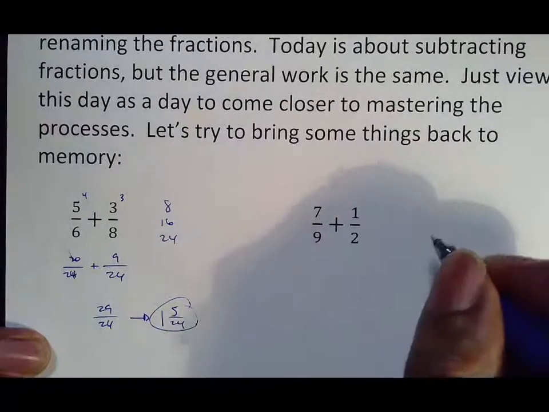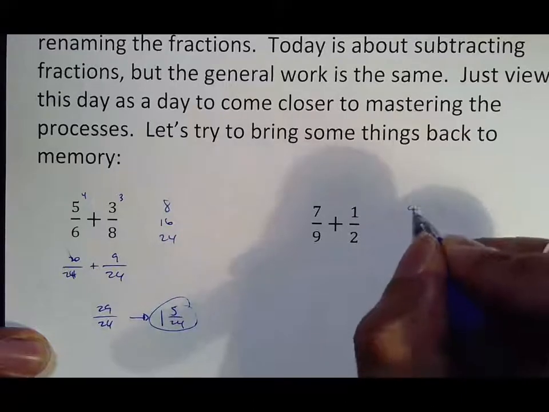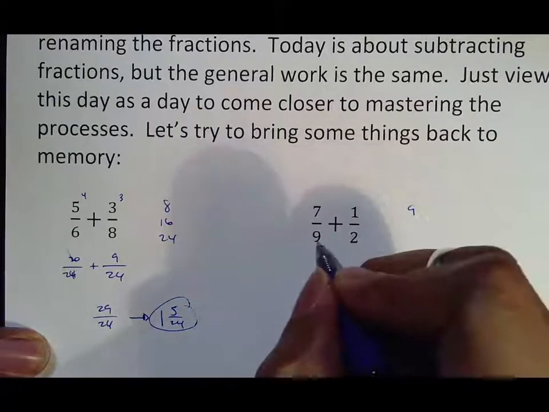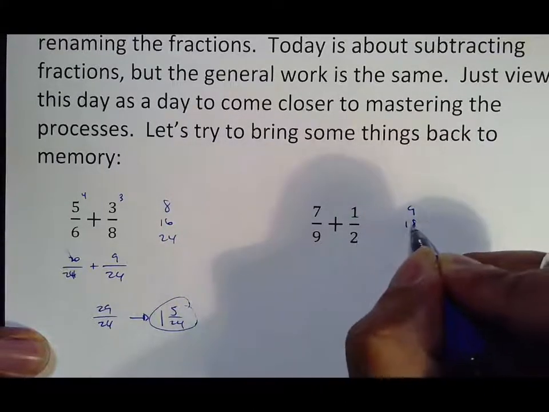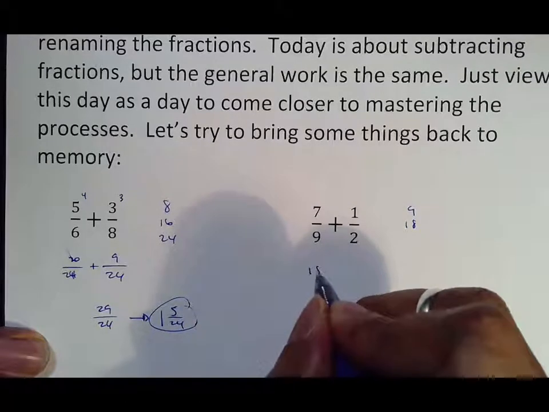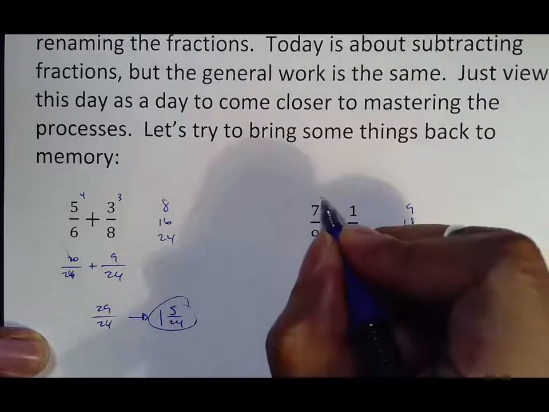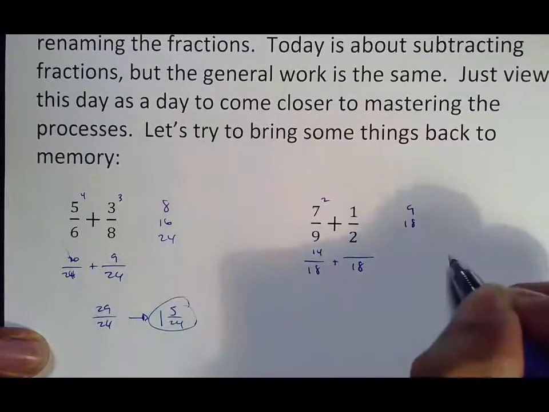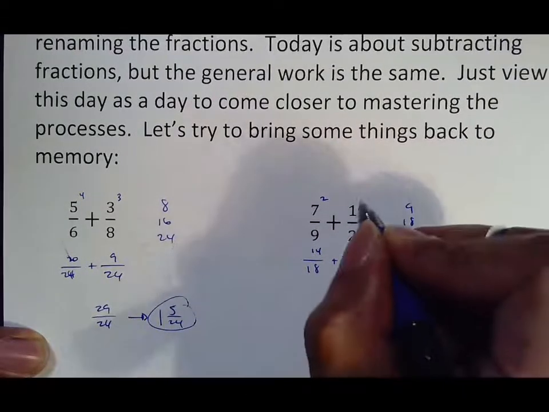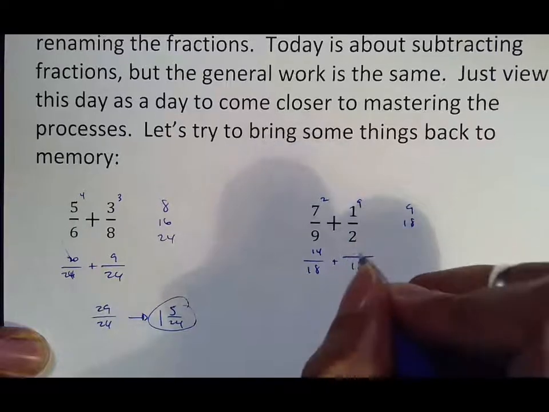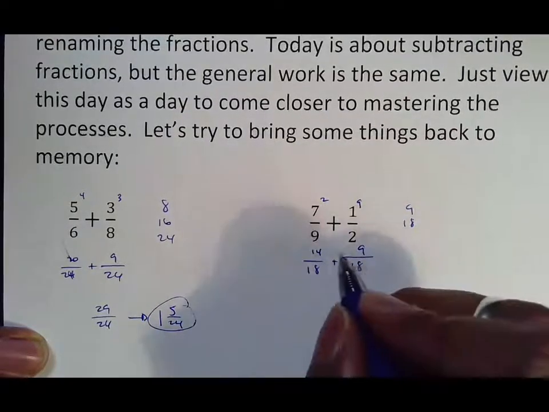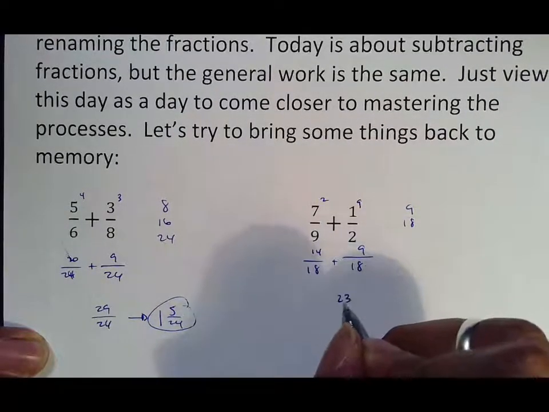7/9 plus 1/2. Again, counting by the big number. 2 doesn't go into 9. The next number for 9 would be 18. 2 does go into 18, so 18 would be my common denominator. 9 times 2 makes 18, so that turns into 14. 2 times 9 makes 18, so multiply the top by 9. 14 plus 9 makes 23 over 18.